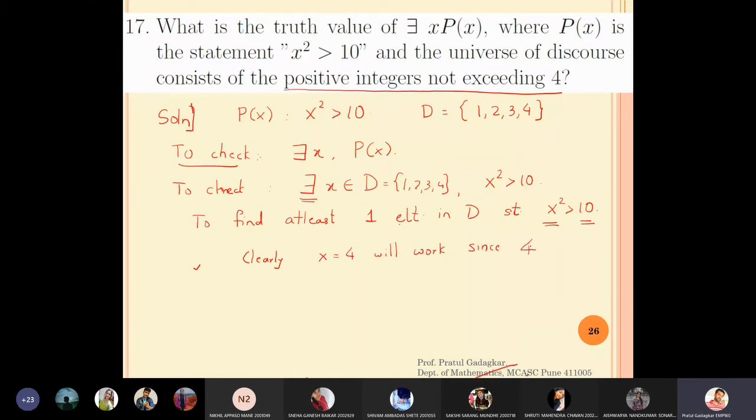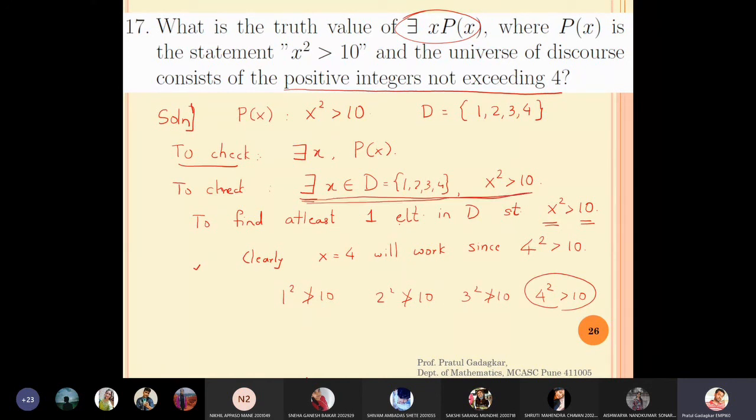Because 4 squared is certainly greater than 10. For the existential quantifier, remember, whenever you have there exists, you must be able to find at least one. Not necessarily all will satisfy. For example, 1 squared is not greater than 10, 2 squared is also not greater than 10, and 3 squared is also not greater than 10. But 4 squared is greater than 10. So you could find at least one number which satisfies this quantification. Because we want to find whether the existential quantification is true or not, there exists x P(x), which is x squared greater than 10, is a true quantification. Okay.